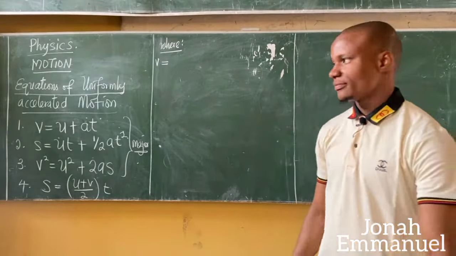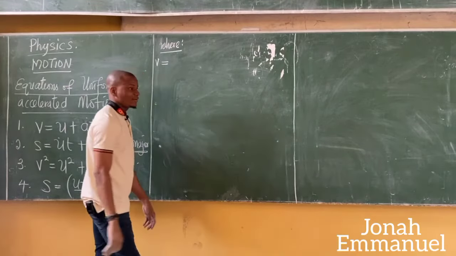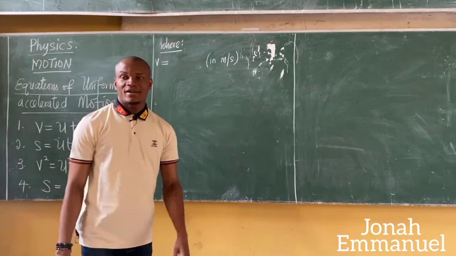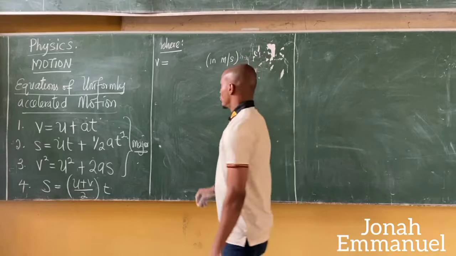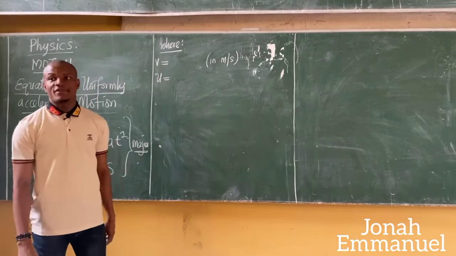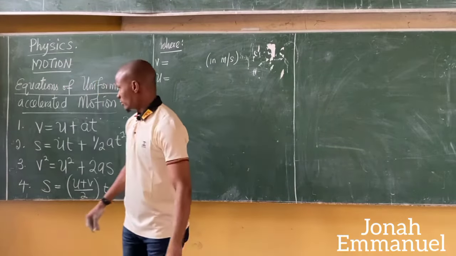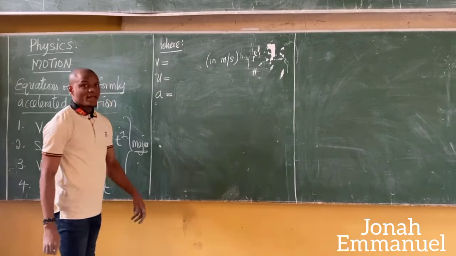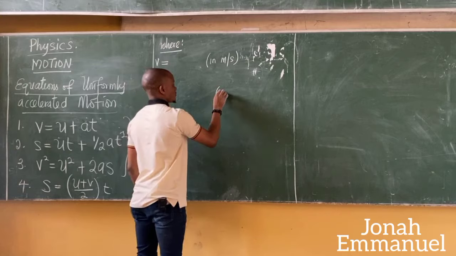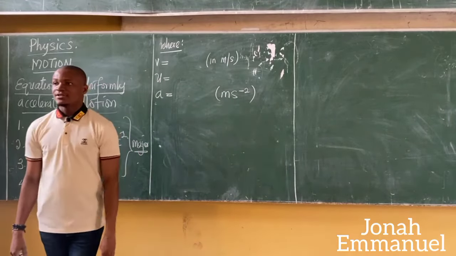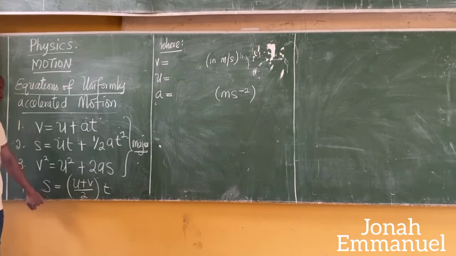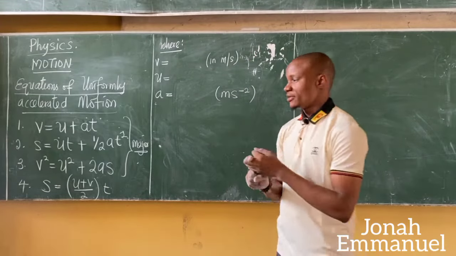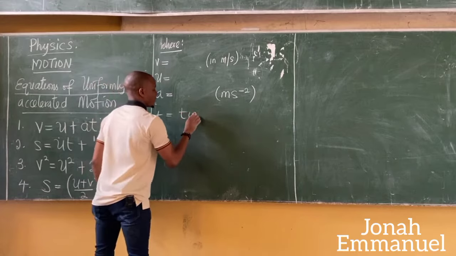Let's define parameters, where v is equal to final velocity, in brackets, in meters per second. Number 2, u is equal to initial velocity, also in meters per second. Final velocity, initial velocity. a is equal to acceleration of the body, in meters per second squared. Final velocity, initial velocity, acceleration of the body.